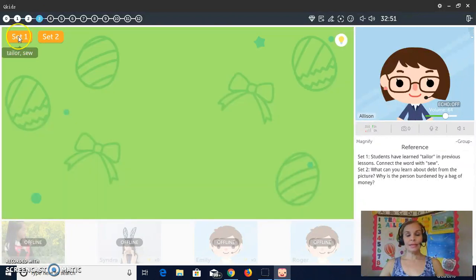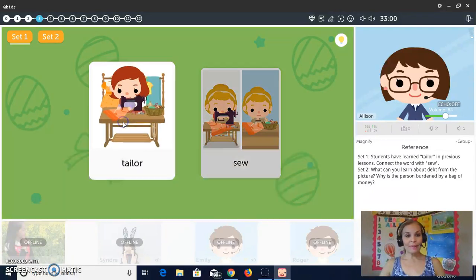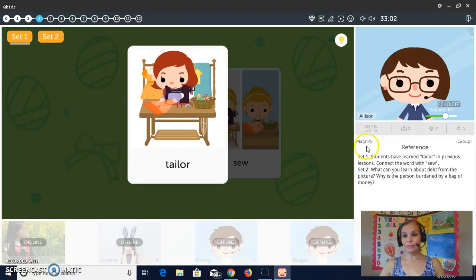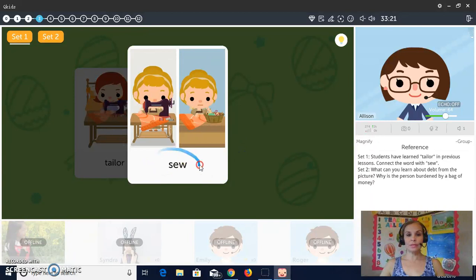So then the next section, and I'm going to go a little faster now because, as usual, I can't spend a lot of time on these videos. This is just the vocabulary, like the word magnify. It tells you on here, students learned tailor in previous lessons, so we need to connect the word with sew. That's how it's a little different. We're not just saying tailor, what does that mean? So we're going to connect it to the word sew.